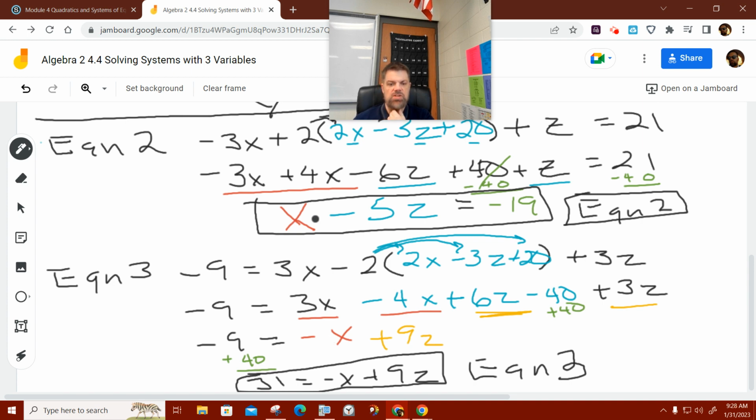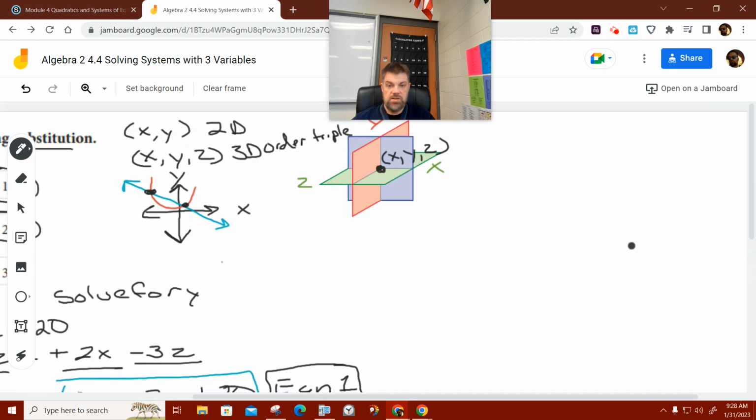I have two equations where I have an x and then a z. Now I can do elimination on this, or I can substitute. So if I substitute, this is the interesting thing. If I substitute, then I just need to solve one of these for x. Notice that this one is already solved for x. So I'm going to come over here, and I'm going to say this is equation 2.